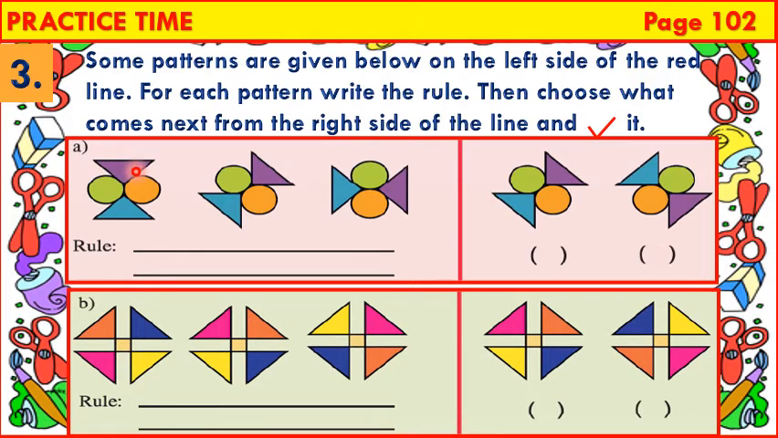A. This violet triangle faces up. Then it faces this side. Then it faces to the right side. So the rule is 45 degrees clockwise turn or 1/8 clockwise turn. Next block will be this one, B.